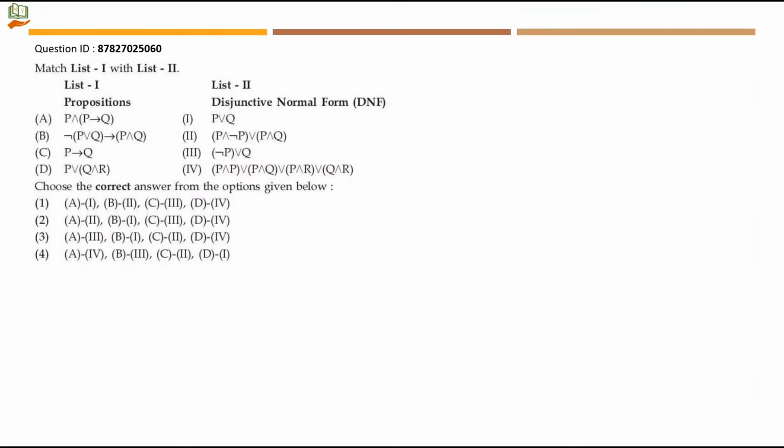Next question. Match list 1 with list 2. Propositions have been given in list 1. The disjunctive normal form has been given in list 2. They are asking which is the DNF of which proposition. What is disjunctive normal form? It is obtained by operating OR among variables connected with AND.